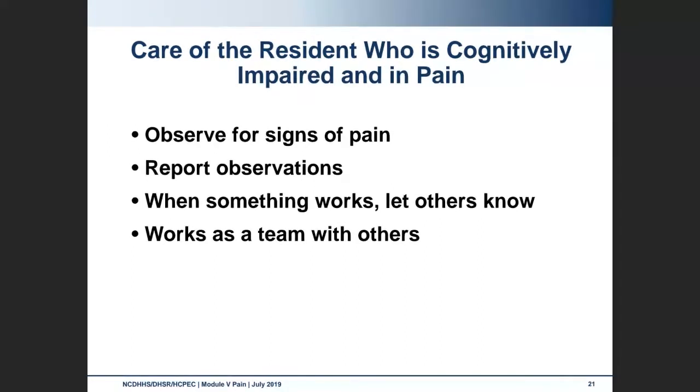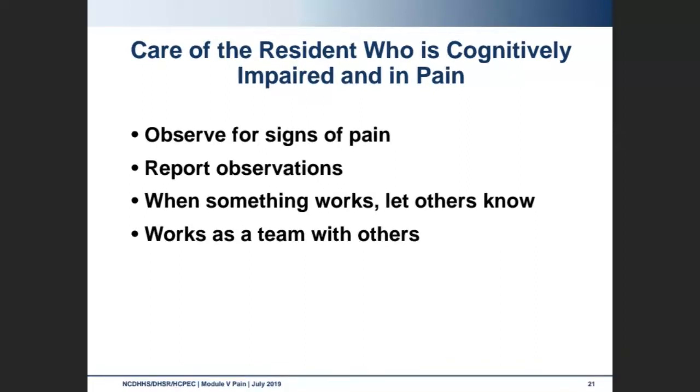So if we're caring for a resident who is cognitively impaired, and when we're talking about cognition, that's their ability to think and process, okay? So if someone is cognitively impaired and they're in pain, a lot of this is going to be observing for signs of pain.